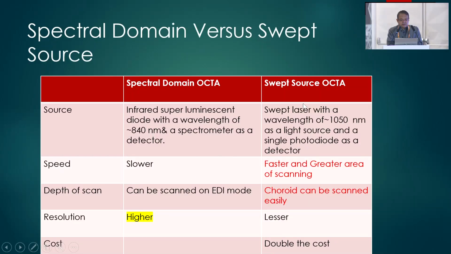The difference is that swept source is fast. It can penetrate more into the retina, so you can get good images of the choroid. But the resolution is higher in spectral domain OCT. Another disadvantage of swept source OCT is that the cost is double as compared to a spectral domain OCT.